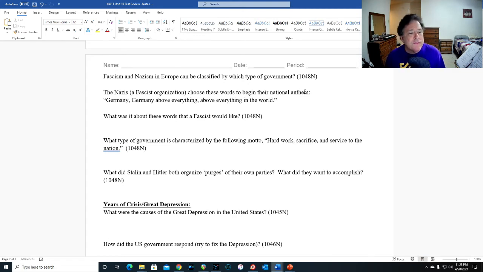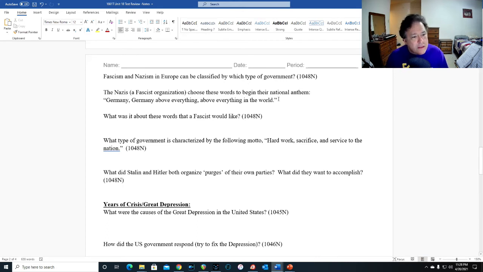And you can see that reflected in this phrase. Now, the person who actually wrote this phrase was not thinking fascism, but it appeals to a fascist. Germany, Germany above everything in the world. It's not that Germany should be the most powerful nation. That's not what that means to a fascist. What that means to a fascist is that if you're a German, the German state should be the most important thing to you, more important than anything else.